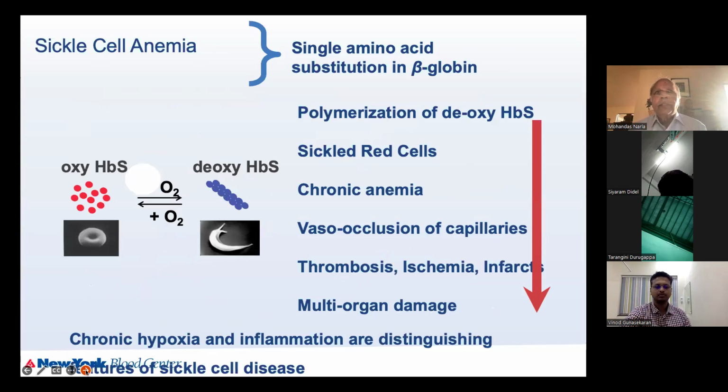So the other thing which I've been working on for many, many years is sickle cell anemia. Again, this is a single amino acid substitution of the beta globin gene, resulting in making, instead of hemoglobin A, hemoglobin S. Whereas hemoglobin A doesn't polymerize and stays liquid regardless of oxygen tension, sickle hemoglobin polymerizes upon deoxygenation. You can see a lot of sickle cells in the venous circulation.